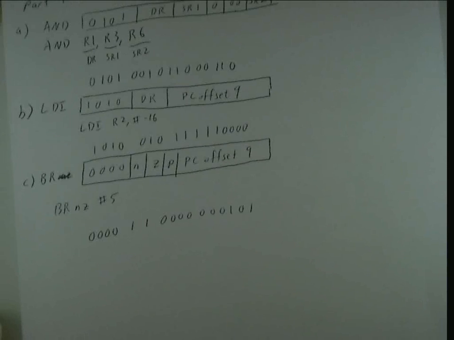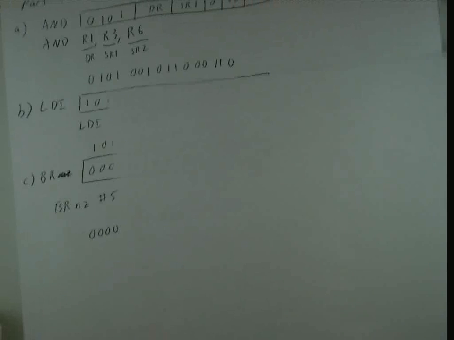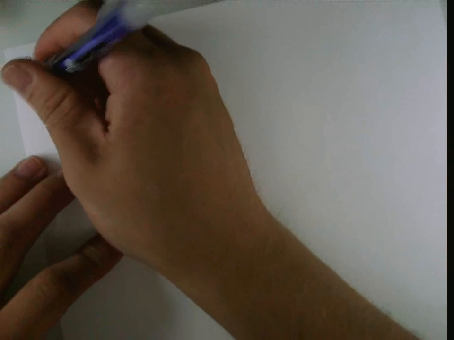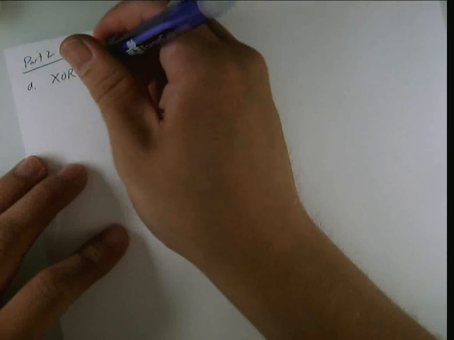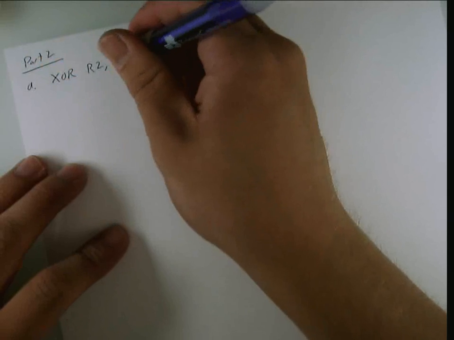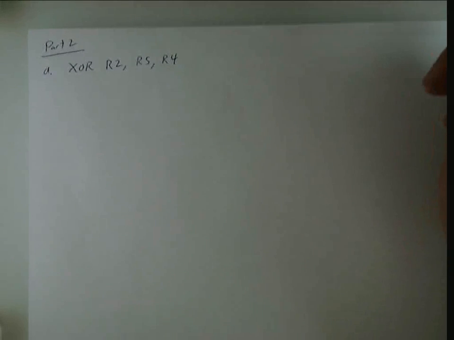So that completes part 1, and moving on we will need to grab a new sheet of paper and start doing part 2. So part 2 is where we need to write a program where we have R2 XOR R5 into R4. Now, I actually haven't solved these problems yet before, so hopefully I can do this on the fly and do okay. So I need to implement XOR.